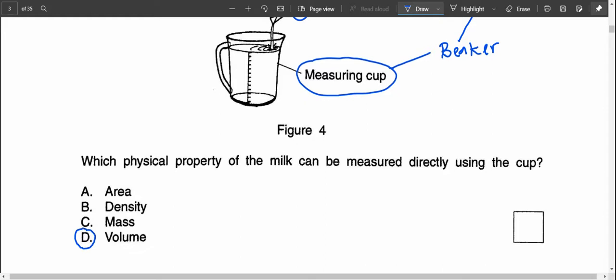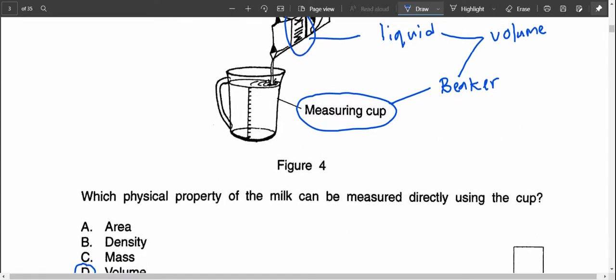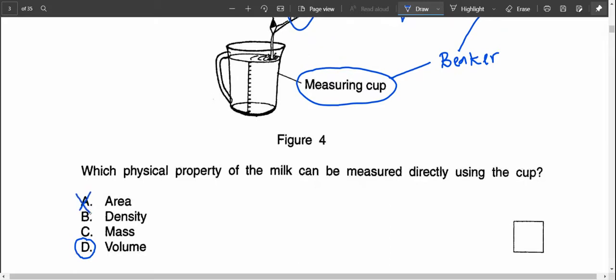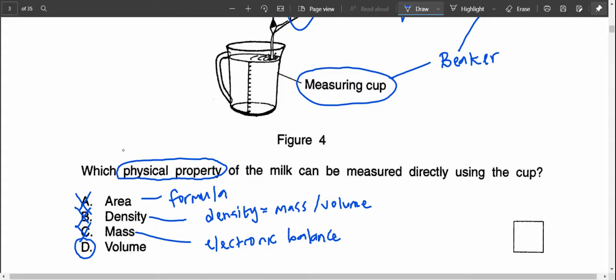We cannot measure area using a beaker, because for area you have to use a formula, and this one is an irregular shape object. You also have to find out the density as well. So A is out, B is out, C is out. Area, you use the formula. Density, you also use a formula, which is density equals mass over volume. And mass you need to use a balance. In this case, just write down electronic balance. Again, please take note, all of these are what we call physical properties: area, density, mass, and volume. Okay, I hope everything is okay so far.